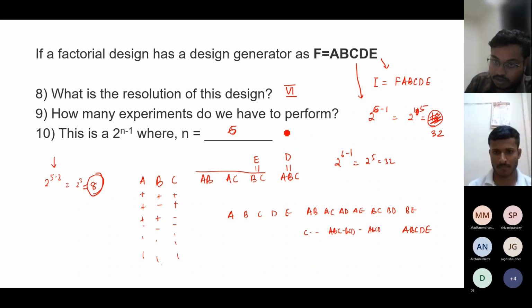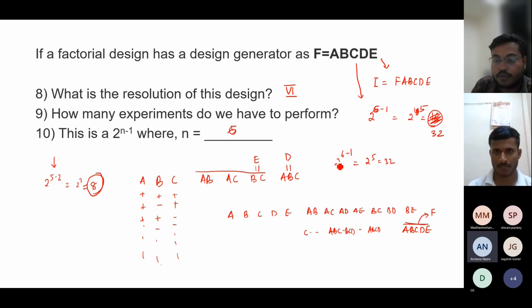Then we need to introduce one new factor. The highest order term is what we'll go for. So ABCDE will be replaced by the new factor. We have to only introduce one factor because it is subtracted by one. If it is subtracted by two, we have to introduce two new factors. If it is subtracted by three, three new factors.